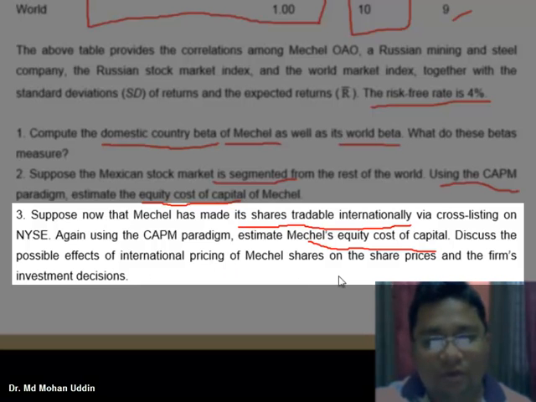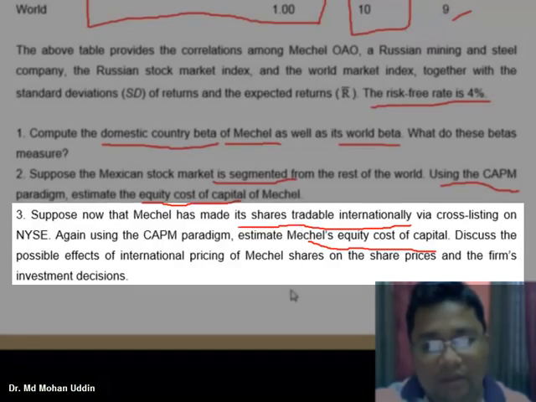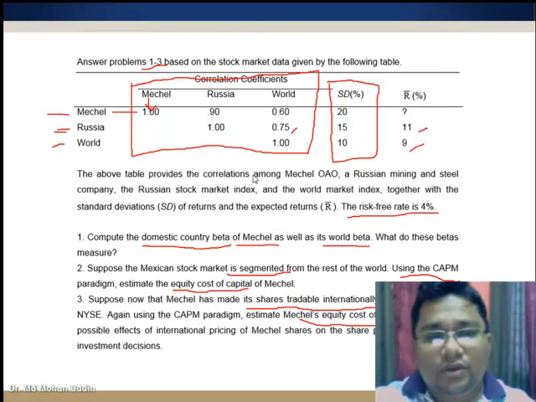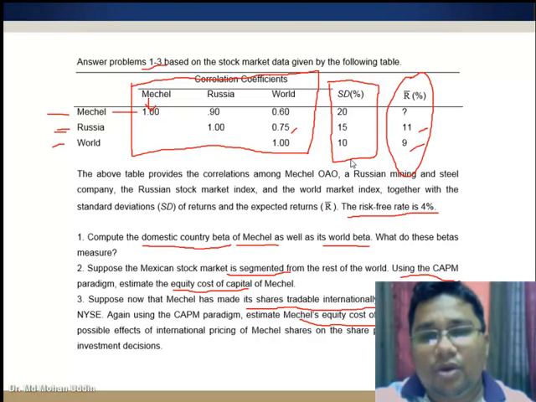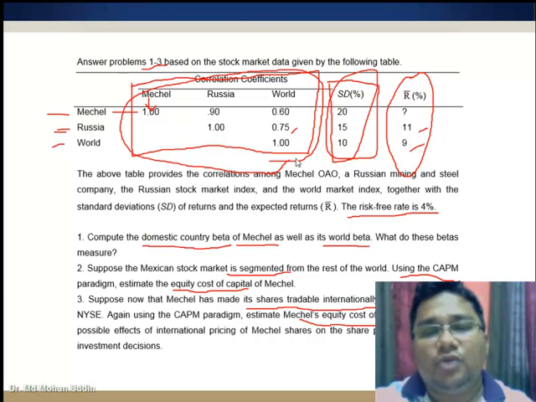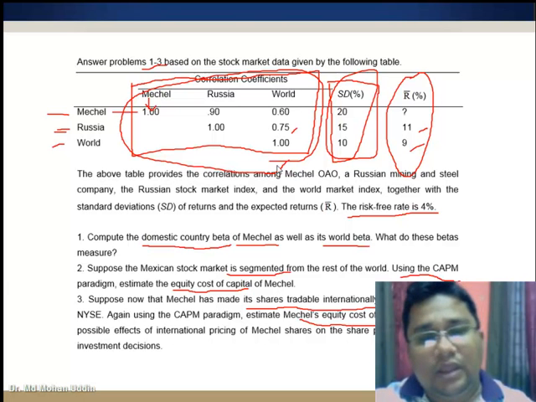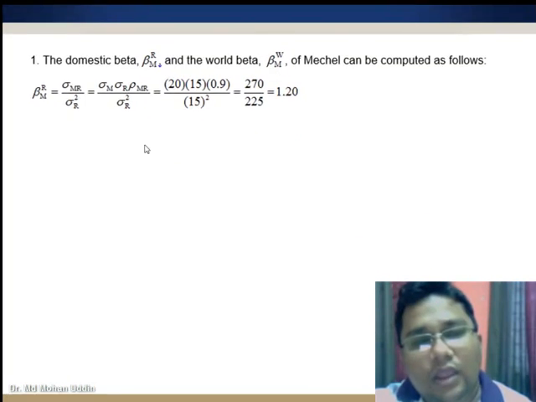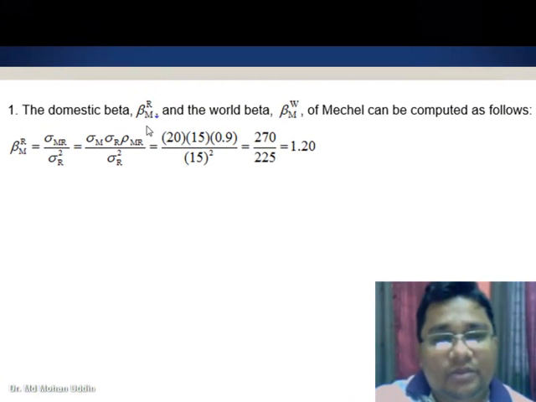Sometimes, from what I have seen, students just calculate the cost of equity and that's all. They do not explain what has been asked, but you should explain all that has been asked by the question. So in summary, we have the expected returns, the standard deviations of returns, and the correlation coefficients between the different pairs of returns. That means between the company and the domestic market, between the company and the world, and between the domestic market and the world market. So number one, the domestic beta.